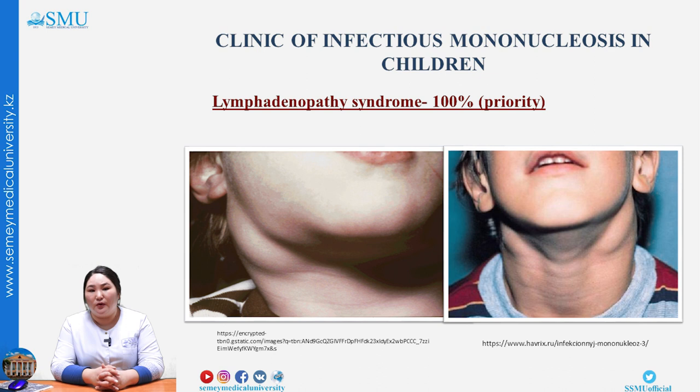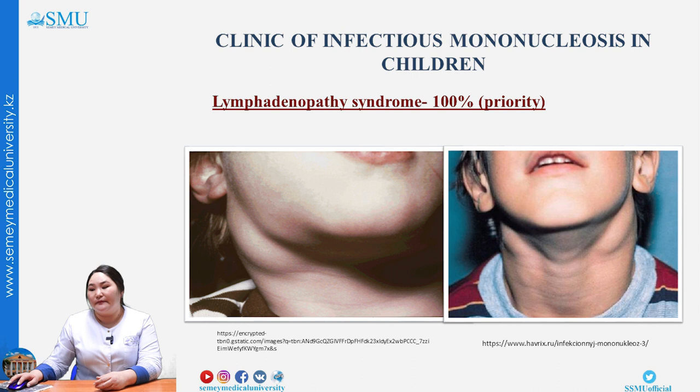Next, one of the priority syndromes, which occurs in all patients with infectious mononucleosis, is the syndrome of lymphadenopathy. The first groups of lymph nodes are the regional submandibular, then the cervical lymph nodes will be increased. Sometimes we can find them like a necklace. All groups of cervical lymph nodes will be increased step by step. Sometimes it can be visible without palpation, like in this picture.